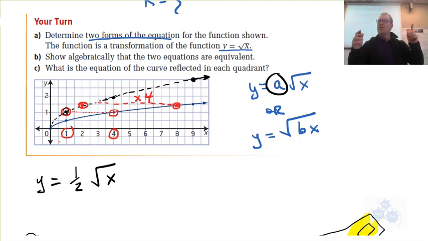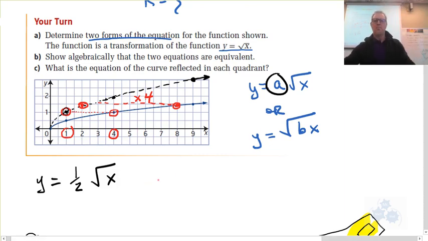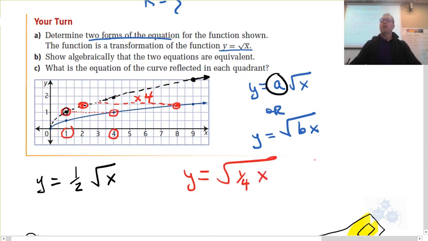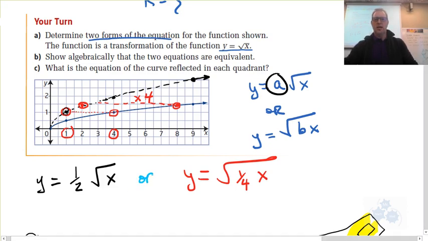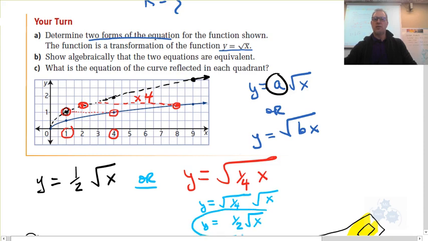Now, is B 4? Awesome. B is 1/4. If it's being stretched horizontally by a factor of 4, then B is 1/4. Very good. Do you know what I want to highlight here? Are these the same? Well, check this one out over here. Root 1/4 x can be written as root 1/4 times root x. What is the square root of 0.25? It is 0.5. So actually, these definitely are the same functions.